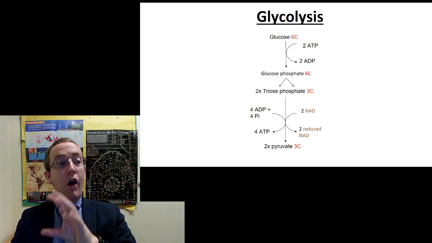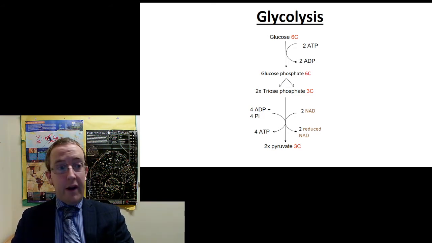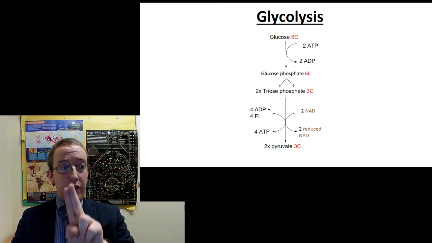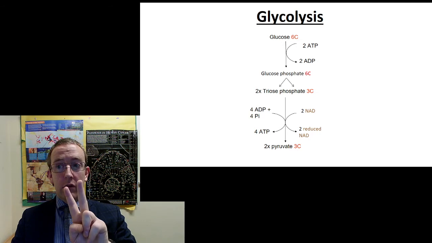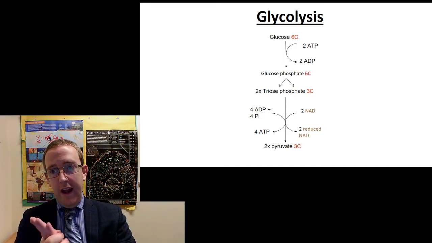So overall, we've got two triose phosphates generating 4 ATP in total. Those 4 ATP come out. We've already put 2 in, so in total, you're 2 ATP up. So that's the first point in respiration where you get ATP.